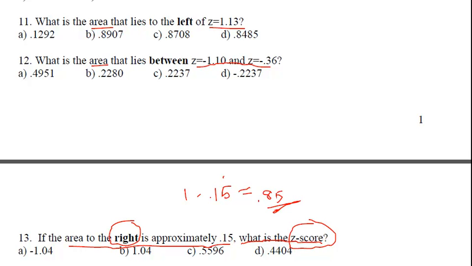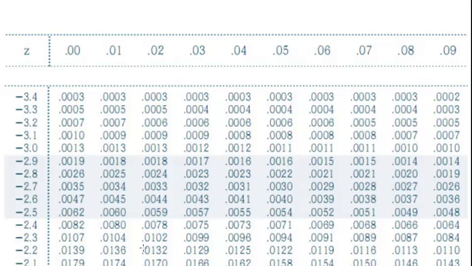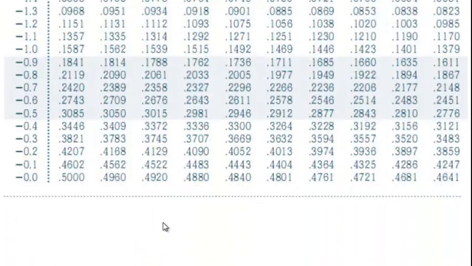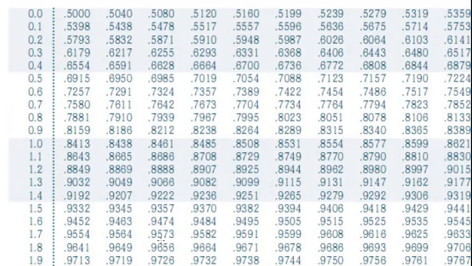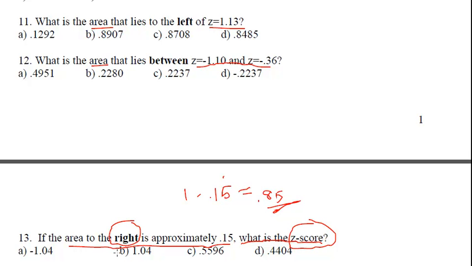So I can go to my table. And now remember, I'm using the table backwards. The areas are inside the table and the z-scores are on the outside. I was given the area. I want to find whatever's closest to the value. So I can find 0.85. That's the area to the left. So the z-score is 1.04. Hopefully that's an answer. And it is. B says 1.04.